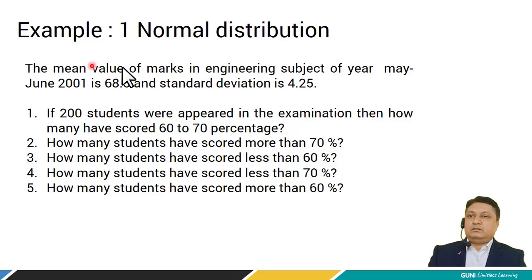Let's see example number 1 for the normal distribution curve. The mean value of the marks in an engineering subject of May-June 2001 is 68.5 and the standard deviation is 4.25. First question: if 200 students appeared in the examination, how many have scored between 60 to 70%? Question 2: how many students have scored more than 70%? 3: how many have scored less than 60%? 4: how many have scored less than 70? And last: how many students have scored more than 60%?